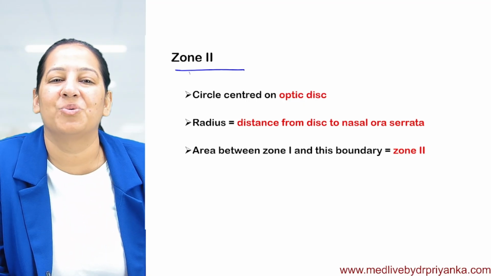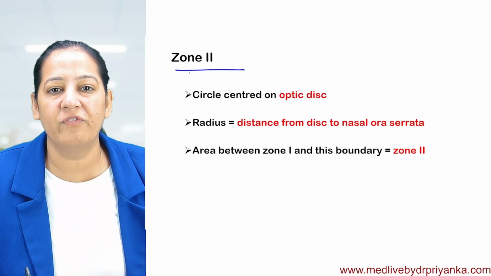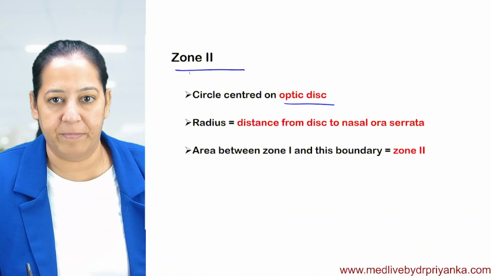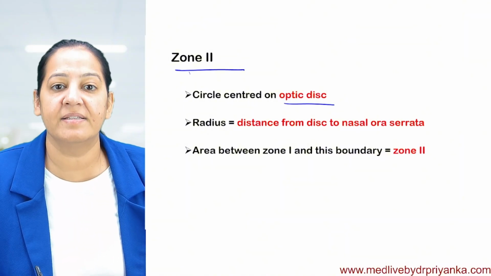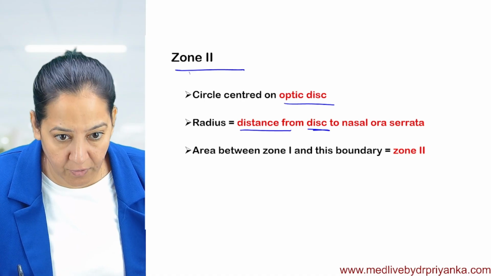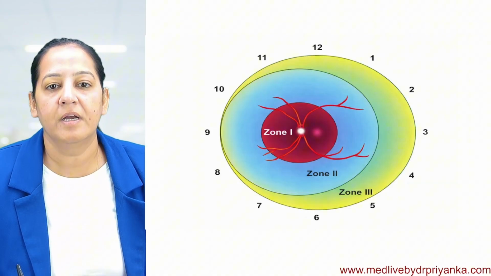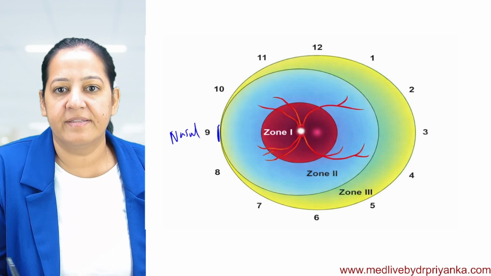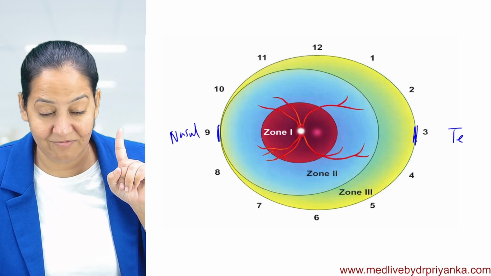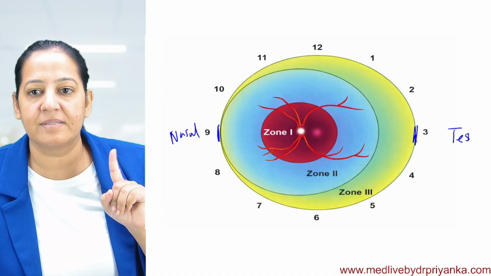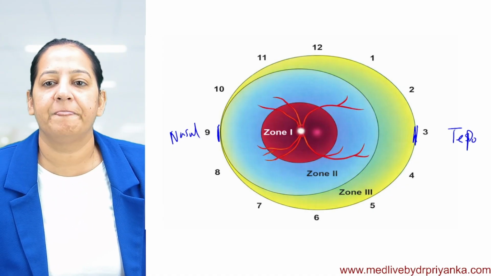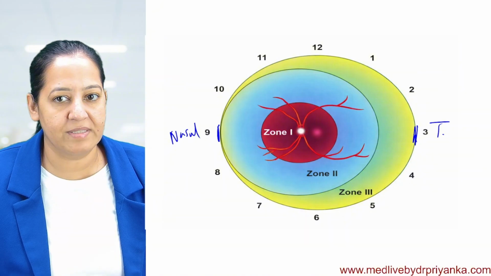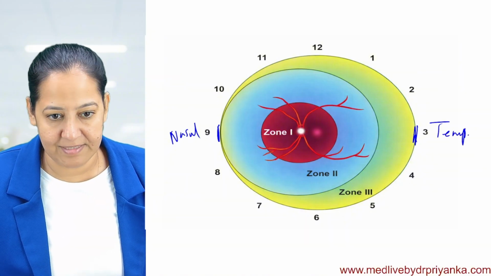Now coming to zone 2. What is zone 2? In zone 2, we make a circle, again with the optic disc as the center. But here, the radius is the distance from the center of the optic disc to the nasal ora serrata. This side is nasal, and this side is temporal. Watch my first session, where I explained what nasal and temporal are.